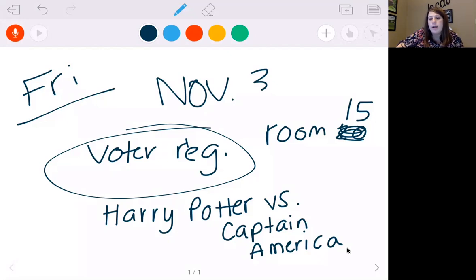I want you to think about why voting is important and why we do it every 4 years instead of just having one leader all the time. We don't want to have just one person in office. So do those things for me today. Next week, we'll move on to some other parts of the election. Start thinking about Harry Potter versus Captain America and who you would pick.